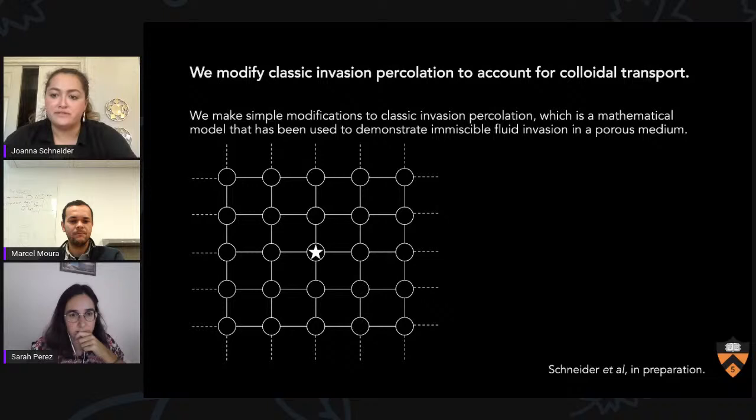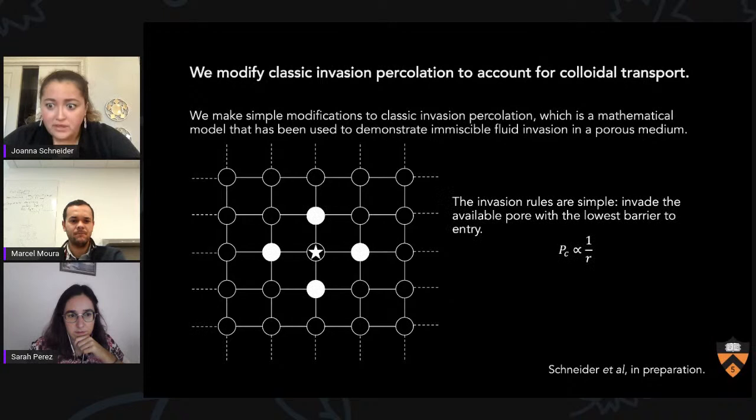So very simply, invasion percolation, if you're not familiar with it, is a simple mathematical model that describes immiscible fluid invasion in a porous medium, and it follows only one rule. So if my immiscible fluid invasion starts here at the star, it can invade any of the attached pores, and it will always pick the largest pore or the path where the capillary pressure threshold is the lowest. And so that's the only rule for this simulation.